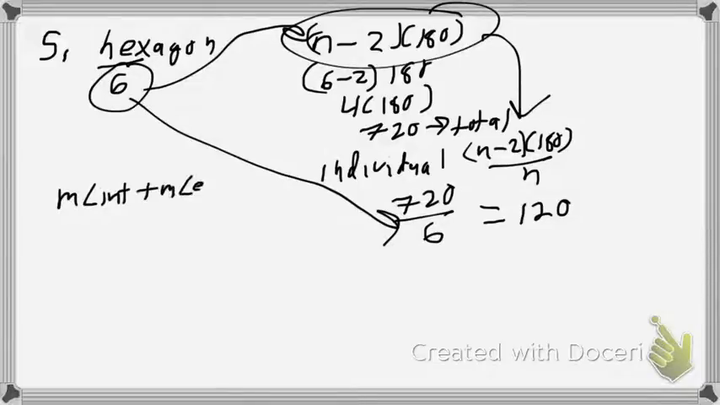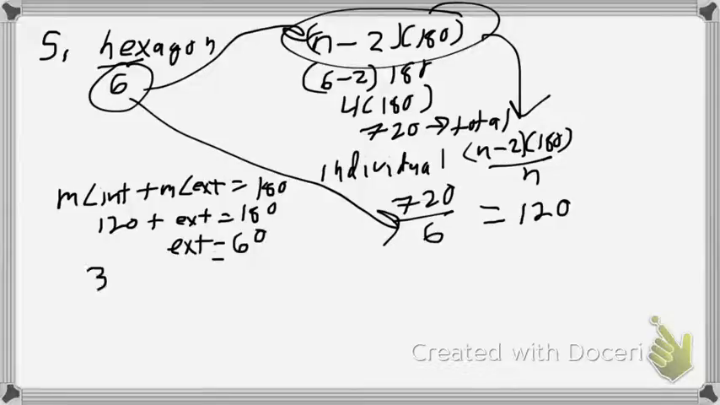Now the measure of an interior angle plus the measure of an exterior angle is 180 degrees. They are supplementary. So we go 120 plus the exterior angle equals 180. Subtract 120 from both sides, and we get 60 degrees. That's one way to do it.